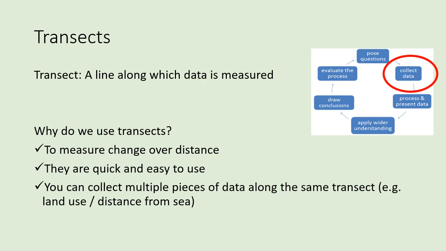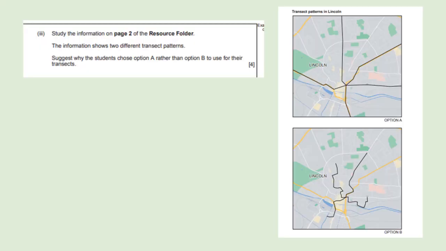So again, we know what transects are, we know why they're useful. What would an exam question look like? So let's have a look. This is a typical one. It will give you some examples. So students could have done these transects, or they could have done these transects, but they chose these ones. And it says 4 marks, suggest why they chose these.